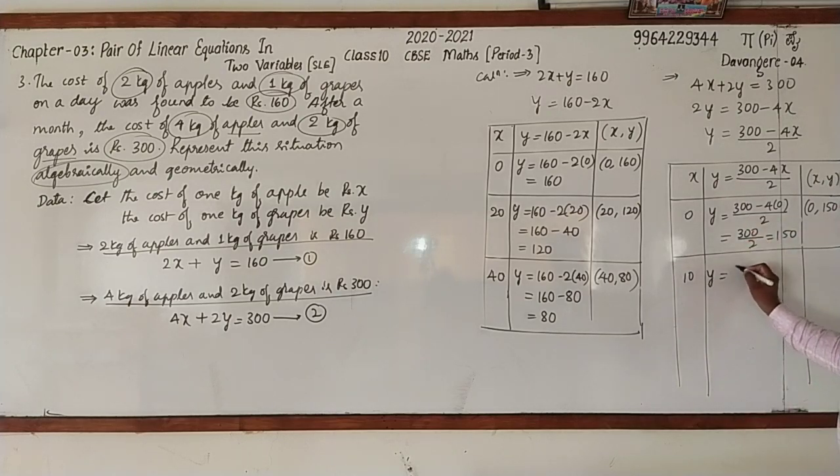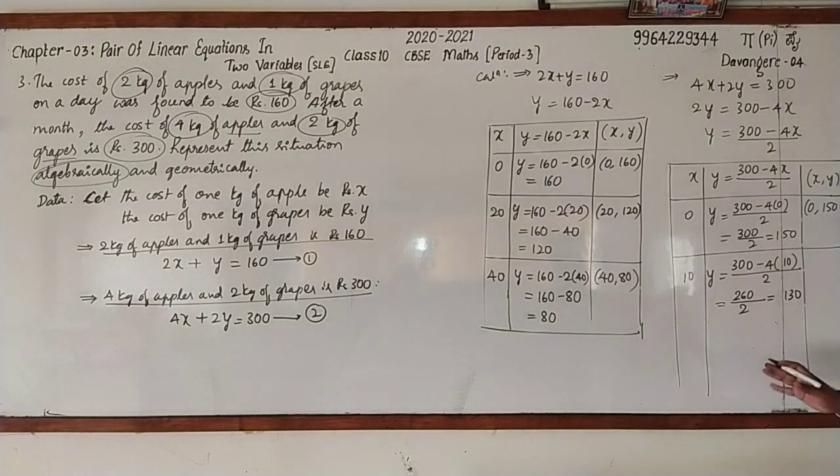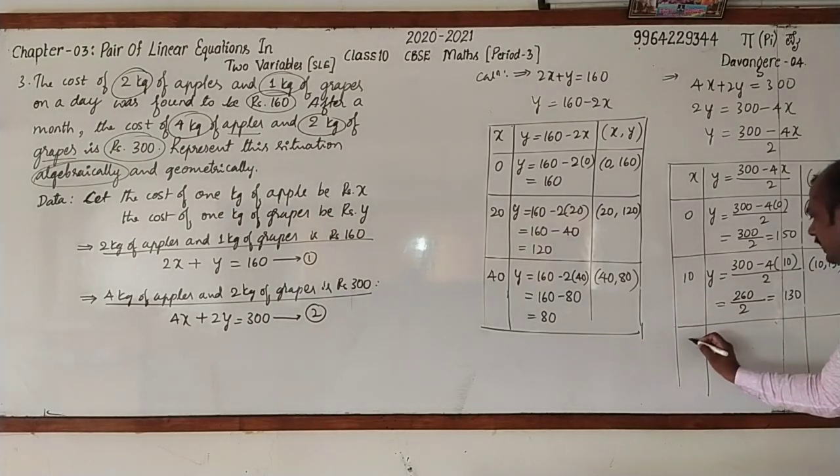Then y is equal to (300 minus 4 into 10) whole divided by 2. It's equal to 10 fours are 40. 300 minus 40, it is 260 by 2. It will be 130. Clear? Yes, here I write 10 comma 130. Next, you may go for taking 20, 30, 40, any number.